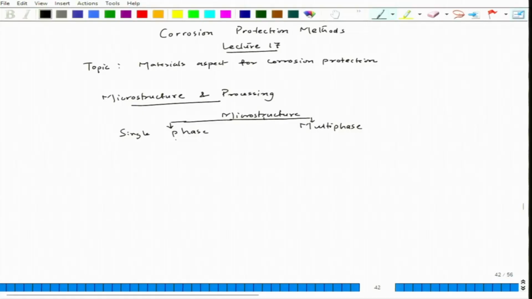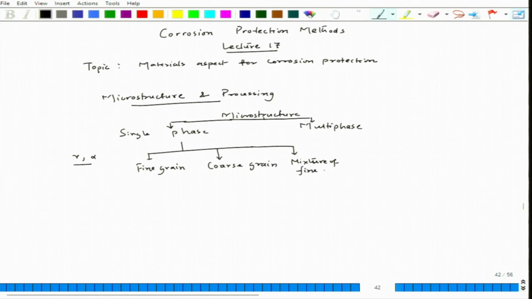For example, if we remain in the single phase regime, the single phase can have several different microstructures, like, let us say, austenite or ferrite alpha. It can have fine grain, it can have coarse grain, it can have a mixture of fine and coarse.